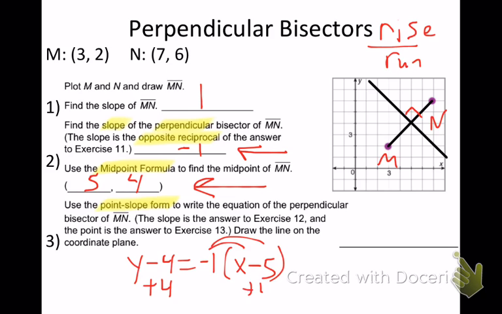Yeah. So what did you get? Y equals negative 1x plus 9. So both ways. There you go.